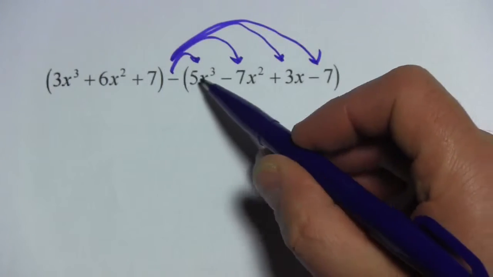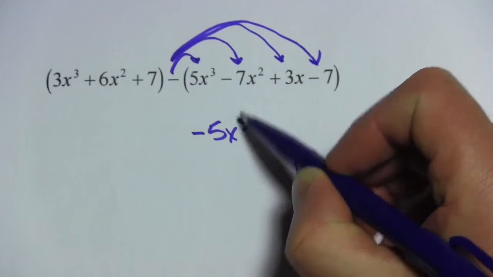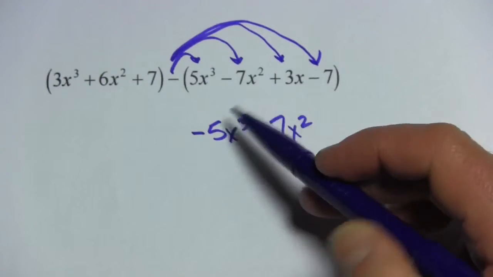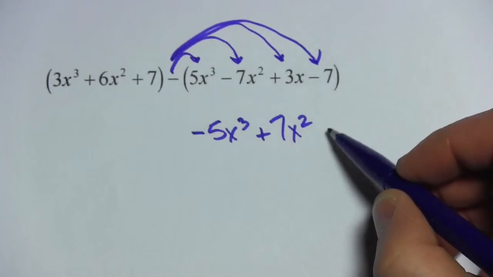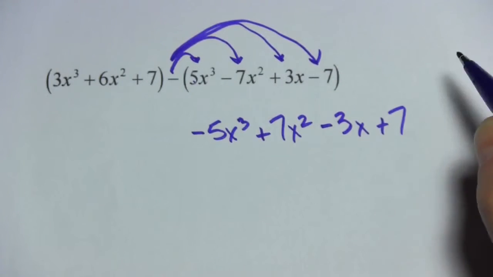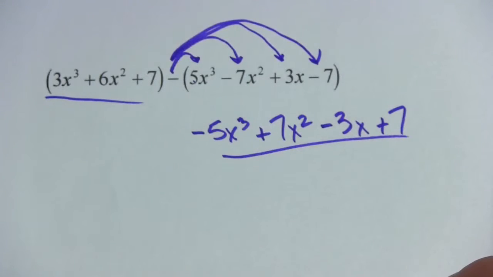So this would be 5x cubed times a negative 1 would be negative 5x cubed. A negative 7x squared times a negative 1 would be a positive 7x squared. A 3x times a negative would be a negative 3x. And a negative 7 times a negative would be a positive 7. And now we're just going to add these to these like we did in the first one.